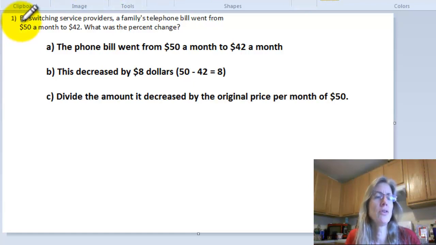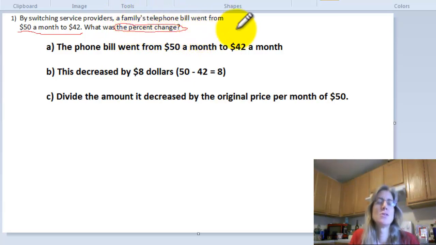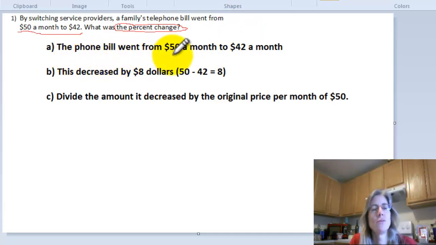By switching service providers, a family's telephone bill went from $50 a month to $42 a month. And they're asking, what is the percent change? Okay, so the first thing is we write down the information we have, which is the phone bill went from $50 a month to $42 a month.